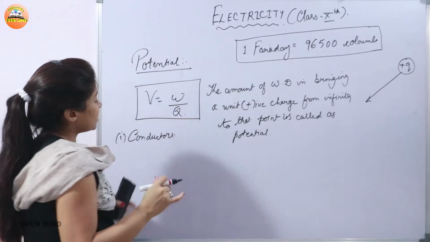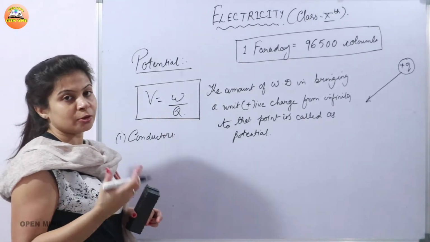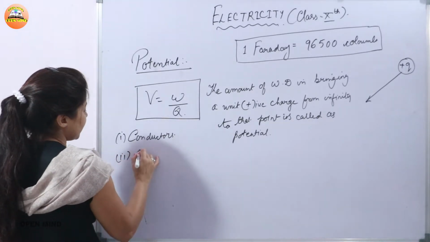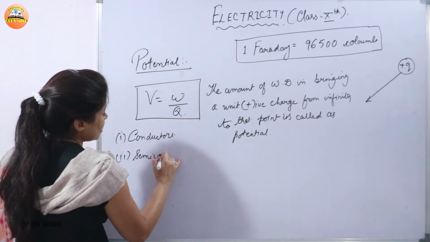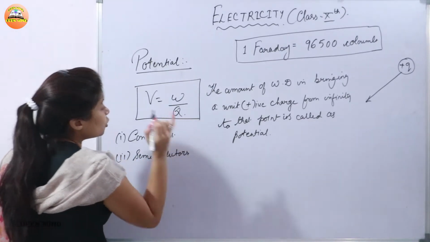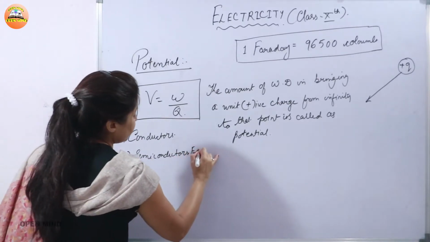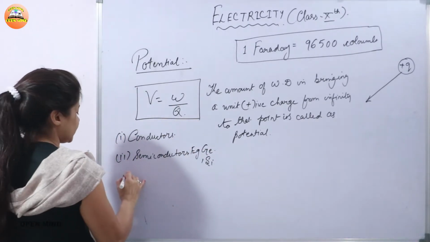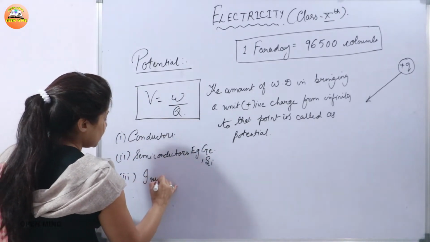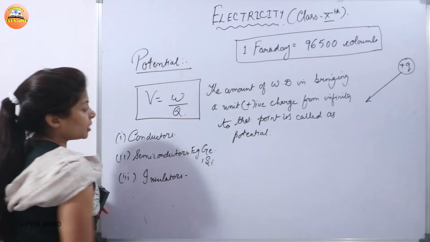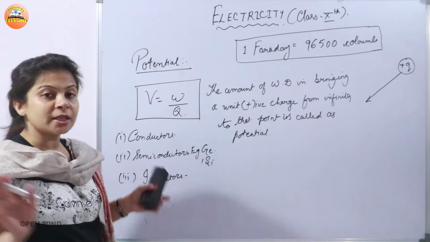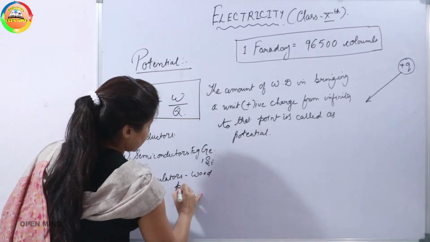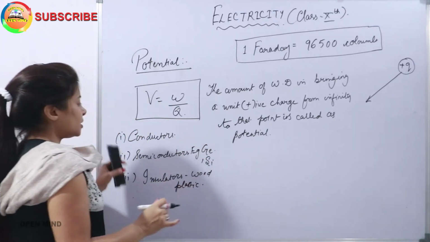You always say that conductors are those substances or metals which allow electricity to pass through them, whereas semiconductors are those which partially allow electricity to flow through them. For example, germanium and silicon are the best examples of semiconductors. And the third one is insulators. Insulators are those substances which do not allow electricity to pass through them. For example, wood, plastic, etc.